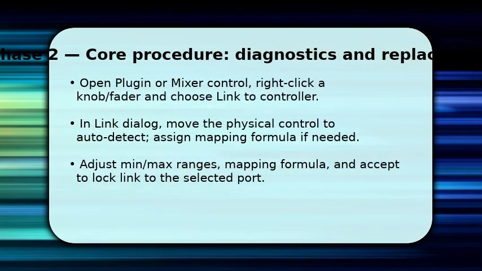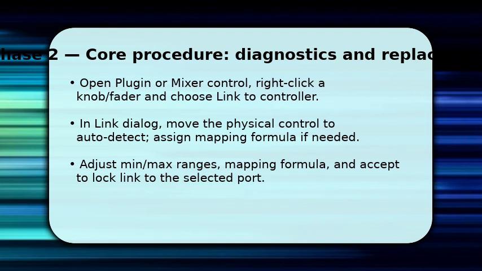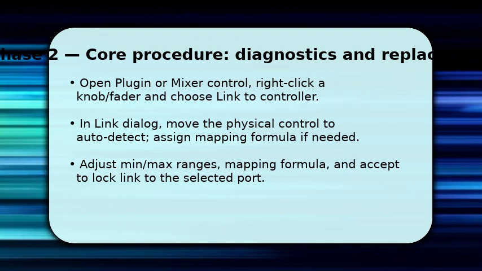Now you map. You open the plugin or mixer control you want to tweak, right-click the knob or fader and choose Link to Controller. FL Studio will wait for input. Move the physical control on your device so FL Studio can detect and assign it. This is the why. It creates a live link.